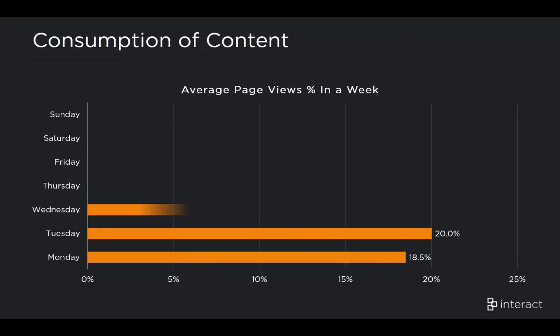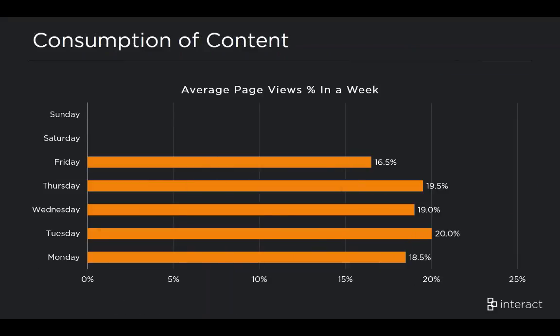Now, of course, this is an incomplete analysis if we didn't also look at the consumption of that content. You might be saying, well, sure, you're publishing the content, but when are people most likely to view it? This is what is very interesting. Looking at some page views data within Interact, we see a nice split during the week. Monday through Friday is pretty much even when it comes to consuming content on a daily basis. But what I found really interesting was that big spike on Sunday afternoon of 4%.